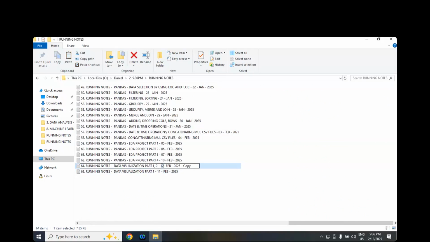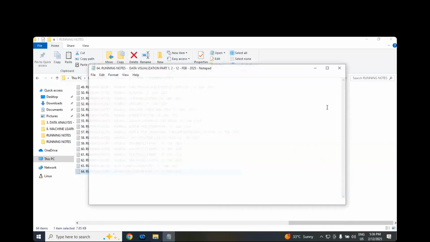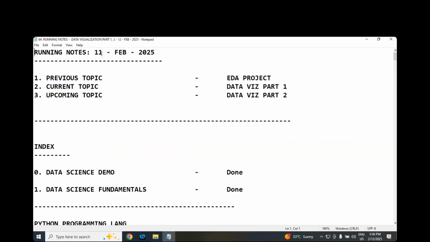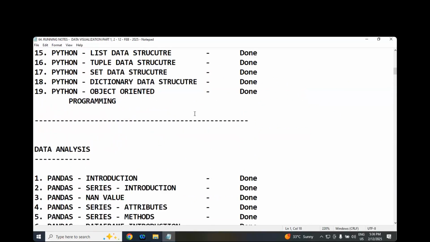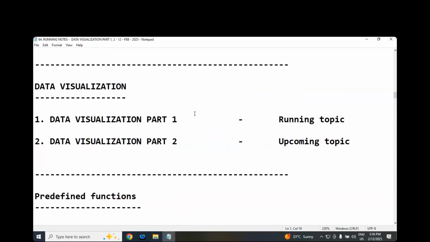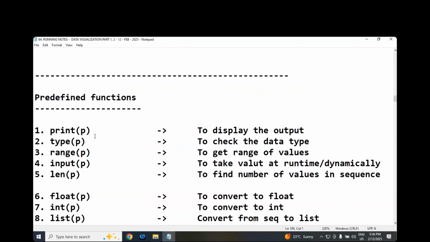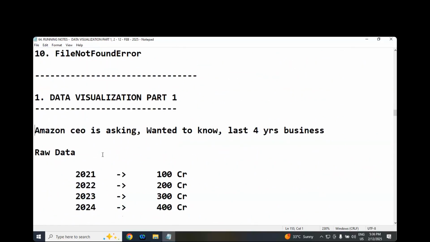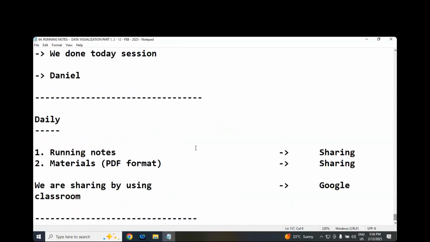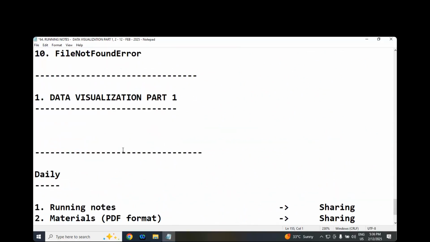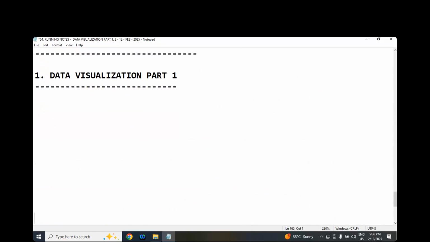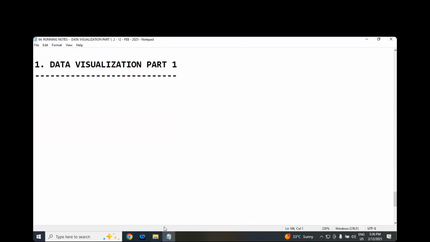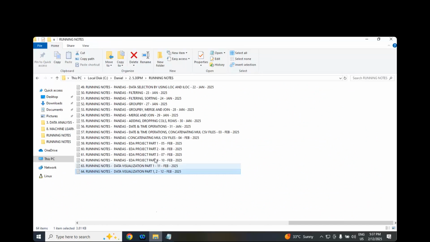And the date is 12 and let's move on. Maybe yesterday I covered till bar chart, I guess, right? Bar chart. You're online? Okay. What is your name, sir? Good, good. Good to see you.